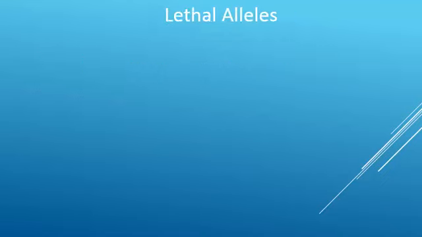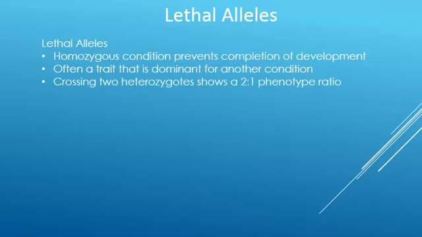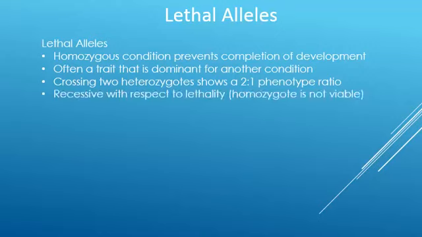and that would tell us that this trait was located on the X chromosome. This week, though, we're going to add in a little more complicated cross, in which we're going to examine lethal alleles. Lethal alleles, recall from lecture, occur when the homozygous condition prevents completion of development and lethality. Often, we find that these lethal alleles are associated with a trait that is dominant for some other condition, and that when you cross two heterozygotes, it shows a 2:1 phenotype ratio rather than a 1:2:1 phenotype ratio. This is how we detect a lethal allele. Typically, the lethality condition is considered to be recessive with respect to lethality, even though it might be dominant with respect to some other trait.